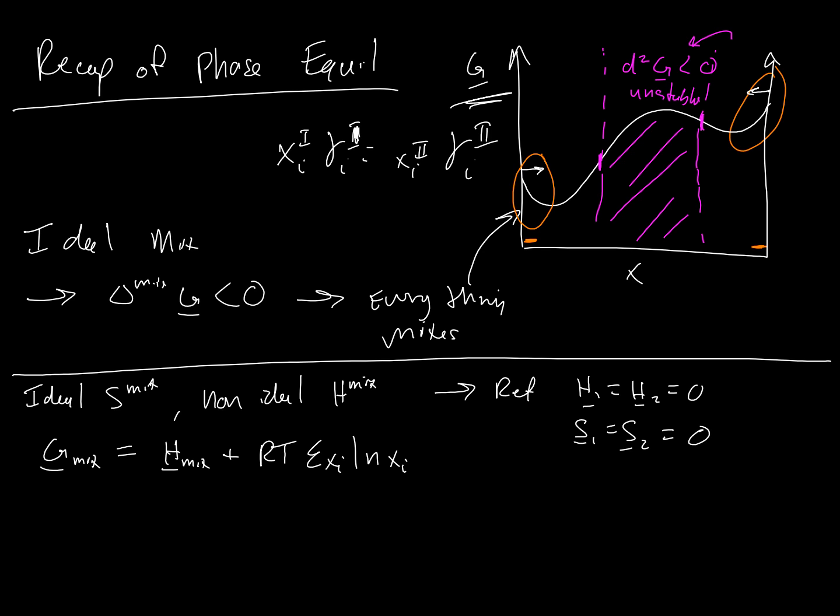So in this case, this is also the delta G of mixing, and then this would be the delta H of mixing, and this term here is the delta S. In this case, it's an ideal mixture. Those are the simplifications we're making for this particular instance.